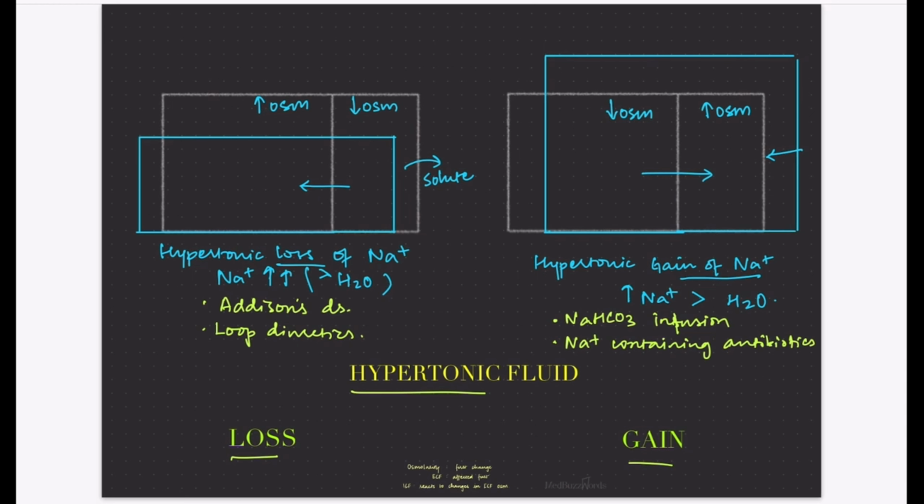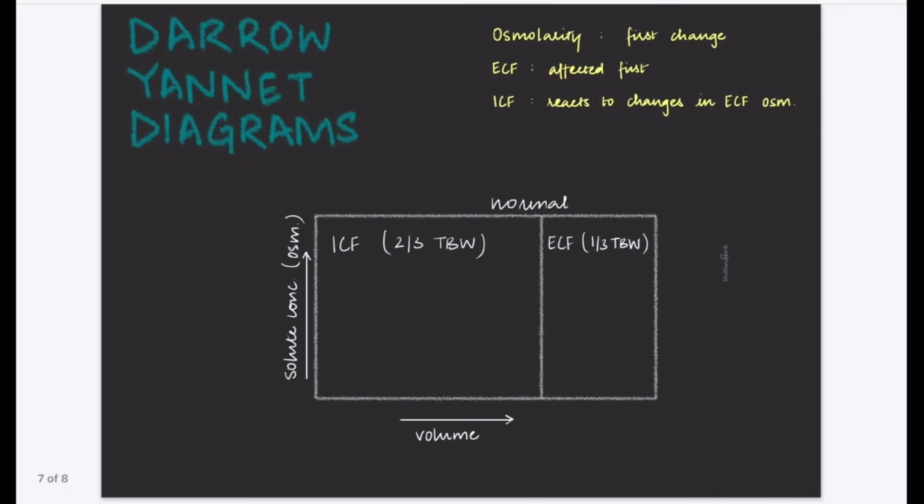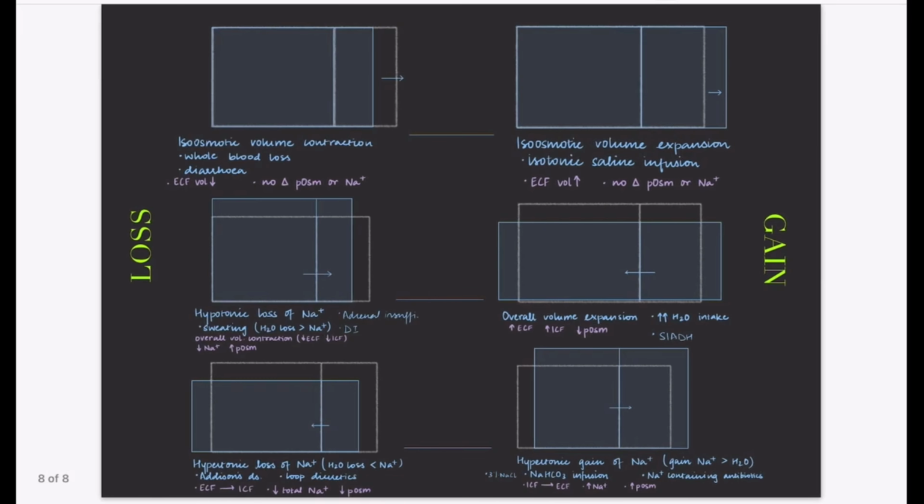Now that we are done with all 6 scenarios, these 3 rules are the only things you need to know. And this normal Darrow Yannet diagram that we had discussed at the very beginning is the one that you need to know. And that's enough to understand all of the concepts that we had just talked about over here. This is written in a neater way so that it's easier to revise.